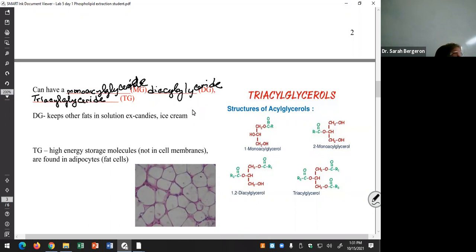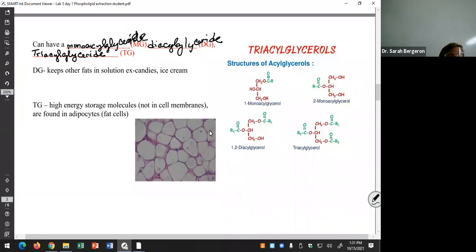Triacylglycerides are really high in energy. So we want to use these in our bodies for energy storage, not in cell membranes. We really want to keep it in our adipose tissue.